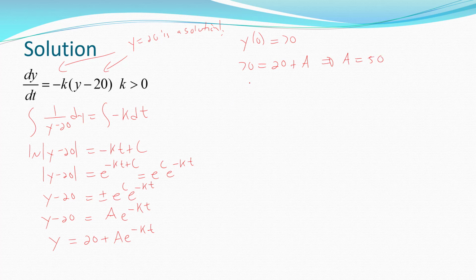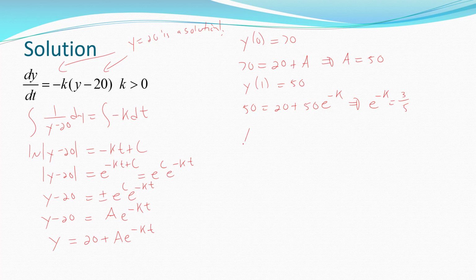Now I'll use that after 1 minute, it was 50 degrees. So I'd have 50 is equal to 20 plus a, which is 50, times e to the negative k. If you just solve then for e to the negative k, you get e to the negative k has got to be 3/5. Now, I could solve for k, but you know what? I don't care. I'm actually not going to do that now because I don't really need to.